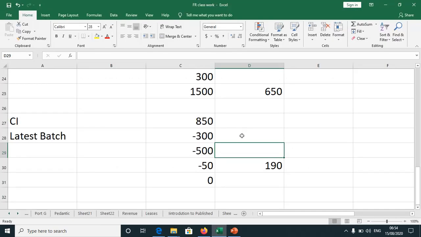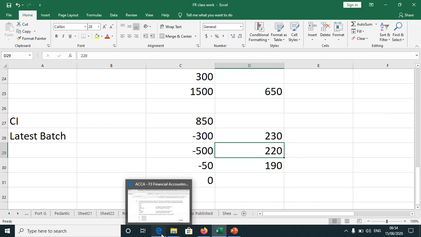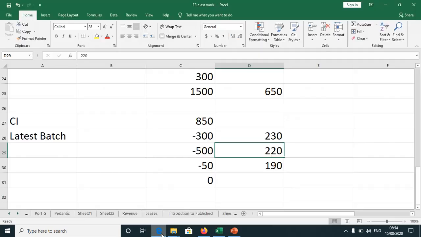Okay, so what do we have? Yeah, so it says 220, and then what else do we have? We say 230. I hope that that's correct. Okay, so let me just check myself. Yeah, that's fair enough.